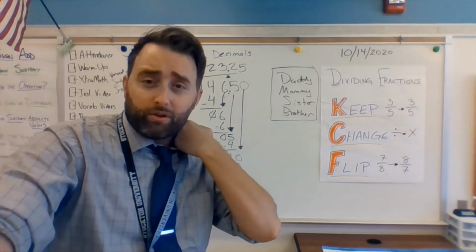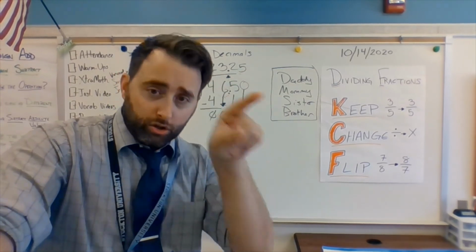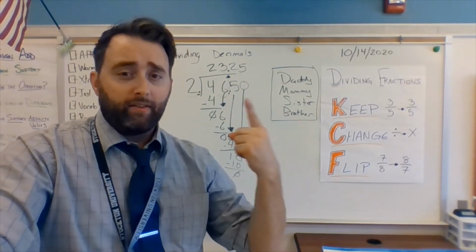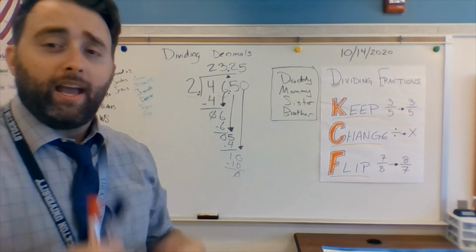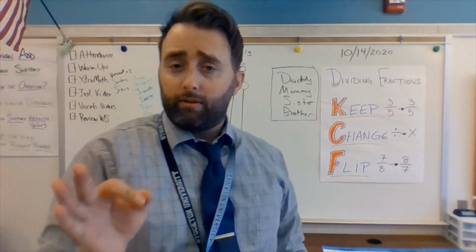You'll notice this one has one of those vocab terms in it. This has a terminating decimal, okay? Because this decimal stops at 23.25. It doesn't keep going. It terminates. It is a decimal and it terminates.